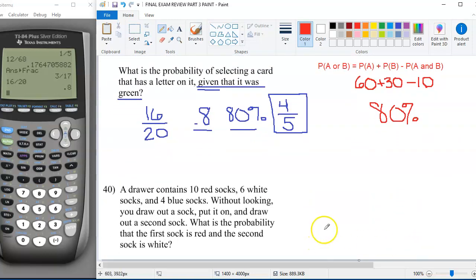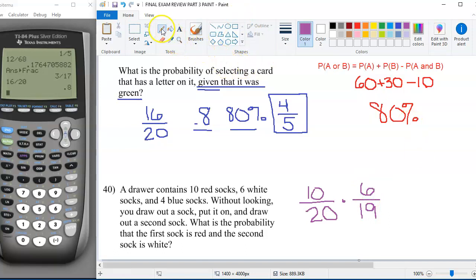All right, last but not least, a drawer contains 10 red socks, 6 white socks, 4 blue ones. All right. What is the probability that the first sock is red? Well, that sounds like 10 out of 20. All right, what is the probability the second sock is white? Keep in mind, you put on the first sock. So now there are only 19 in the drawer, and 6 of them are white.